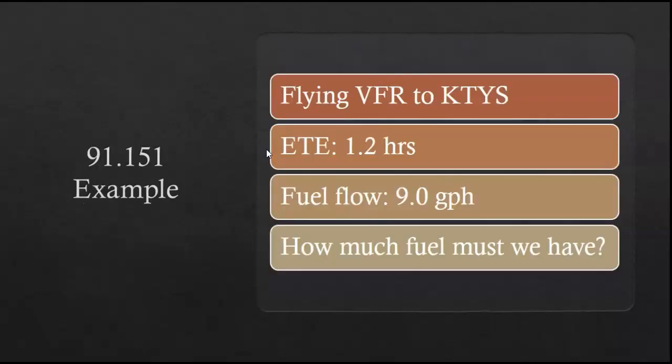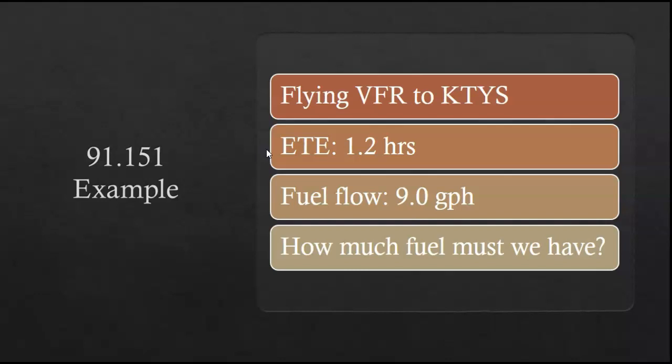Let's look at an example of a day flight VFR from Murfreesboro to Knoxville in an MTSU airplane. We estimate that the flight will take 1.2 hours and the fuel flow will be 9 gallons per hour. So if we're flying an MTSU plane, how much fuel must we have?